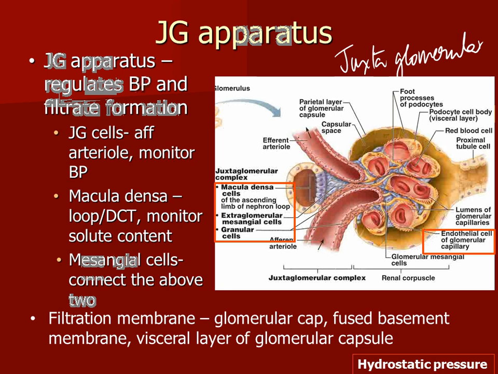It is made up of three parts. Two are really important. They are called the JG cells. Here, if you look at it, this is the afferent arteriole. Remember, we saw how we have the arcuate arteries, which gave off those cortical radiate arteries, which gave off the afferent arteriole. So this is the afferent arteriole, which goes to form this capillary plexus called the glomerulus. And from this plexus, the efferent arteriole comes out.